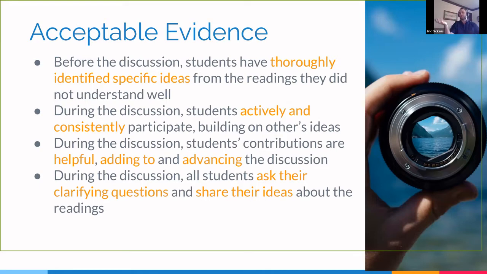So I could look for that students before the discussion have thoroughly identified specific ideas from the reading that they did not understand well. And it wasn't just that they have read the readings or that they have seen that there are things that they did not understand well, but again, in orange, they have thoroughly, so I'm thinking about multiple things that they didn't understand well, that they've identified those things, and that they're specific ideas, that they're not just general thoughts about, well, I didn't really understand what the author was talking about.